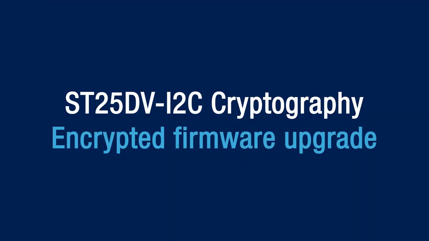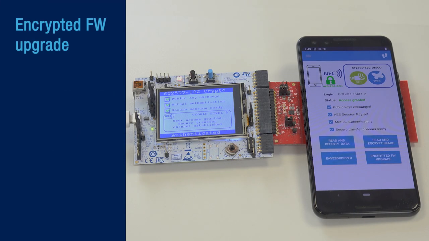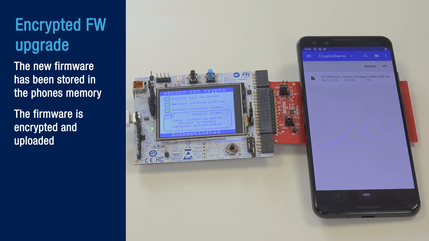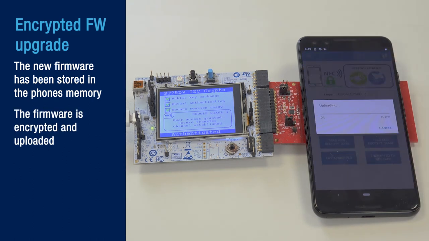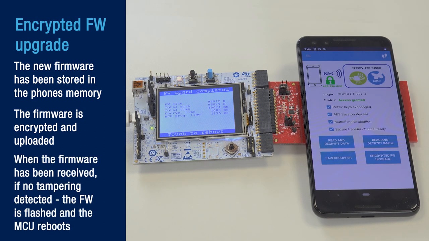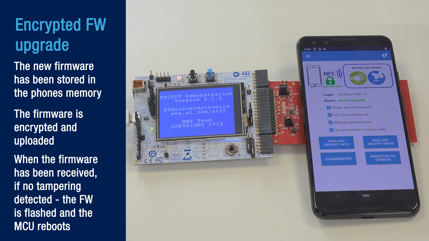Now let's see the encrypted firmware upgrade demonstration. Here we take the new firmware stored in the phone's memory. The firmware is encrypted and uploaded. When the firmware has been received by the ST25DV-I2C discovery kit, if no tampering is detected, the firmware is flashed and the MCU reboots.